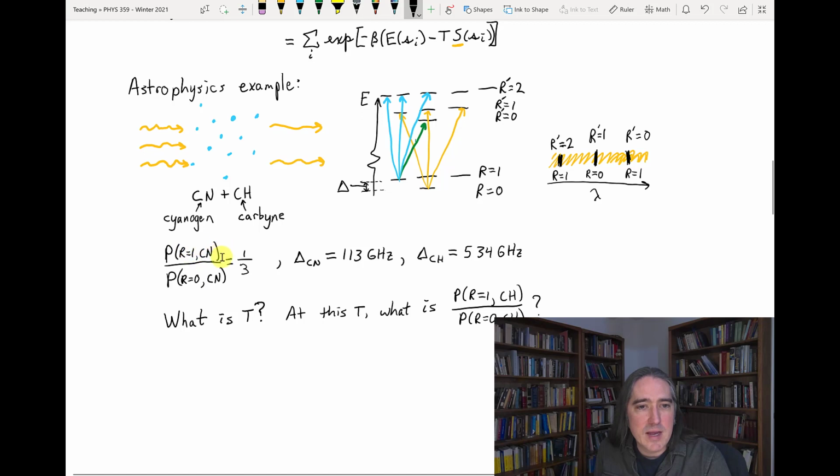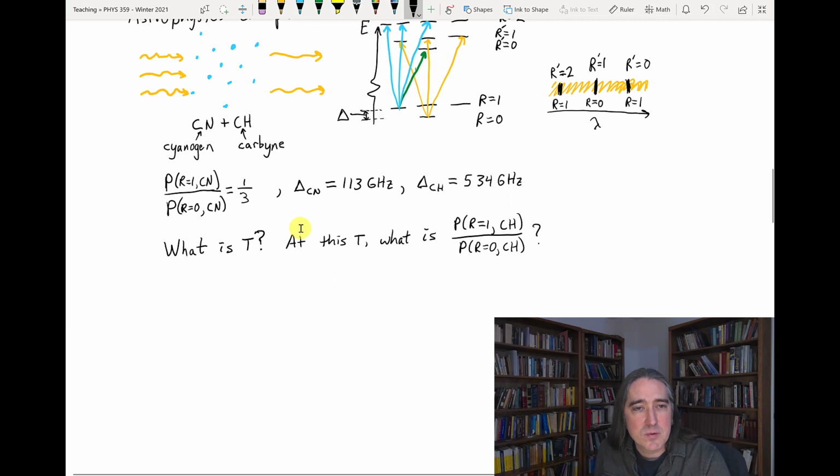So we've been looking at cyanogen. Based on this ratio, you should be able to tell me what temperature the gas is at. And then once you know the temperature, you can tell me what's the ratio of the probability for being in R equals 1 to R equals 0 for carbene. So again, this is going to be a problem for you. Go ahead, pause the video, do the calculation, and then come back and keep playing, and we'll see the solution.